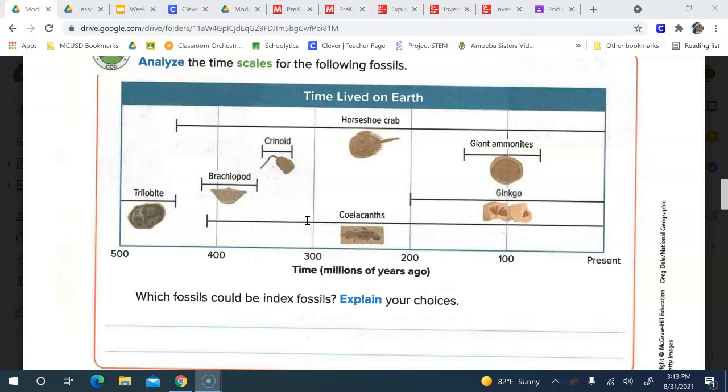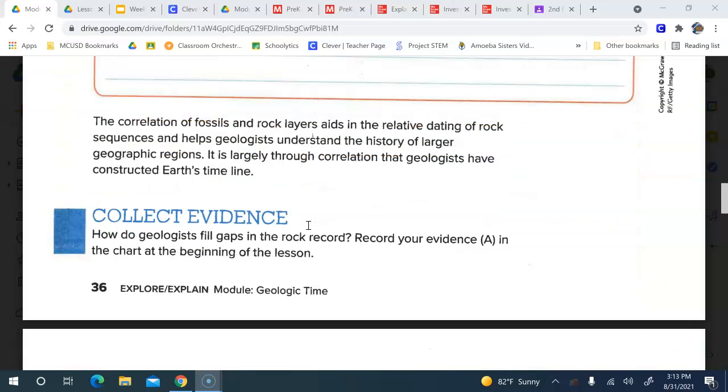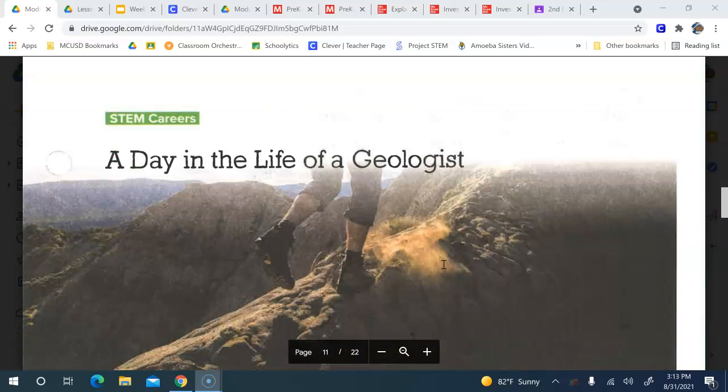What you're going to do is look at the rest of these and decide which ones could be index fossils and explain why. We've already completed this. We did this yesterday. We'll keep going.